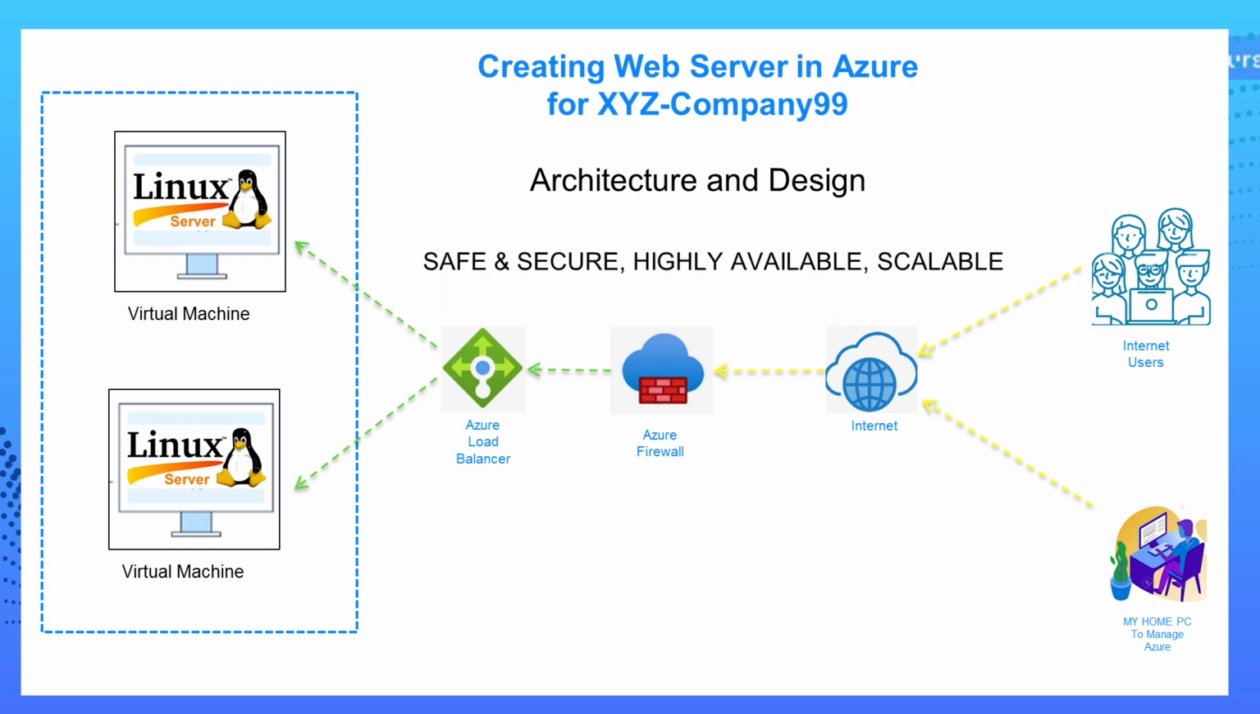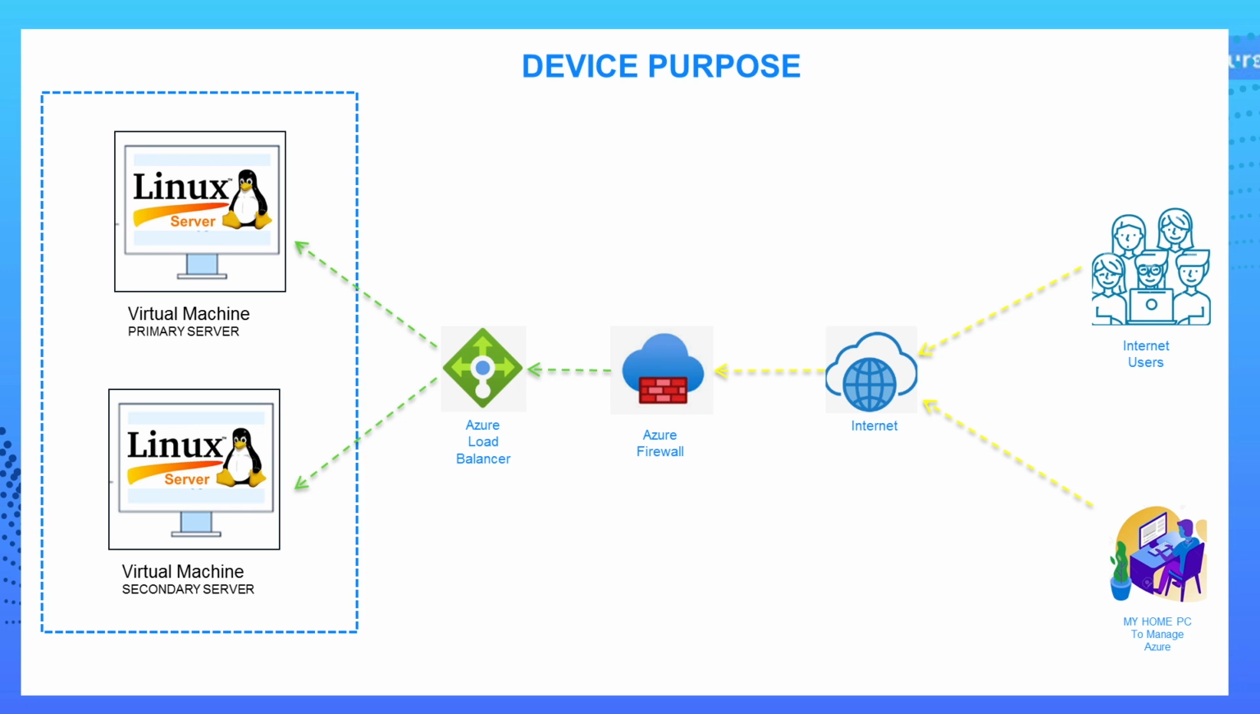This setup is engineered to be secure, highly available, and scalable. Let's discuss the purpose of each component. I will deploy an Azure firewall to handle security enforcement and threat protection, while the Azure load balancer will manage high performance, availability, and scalability.